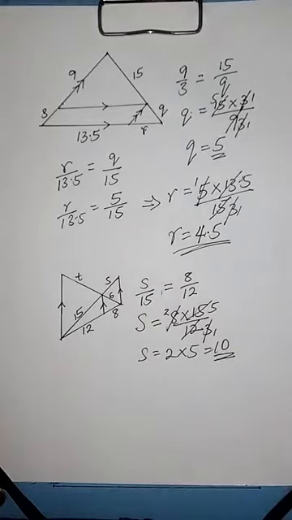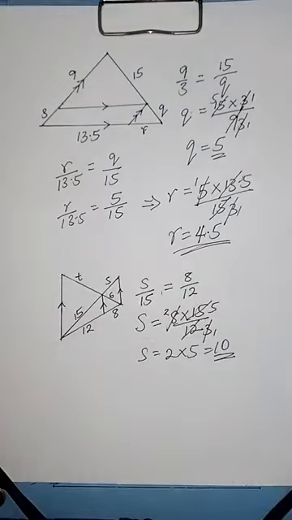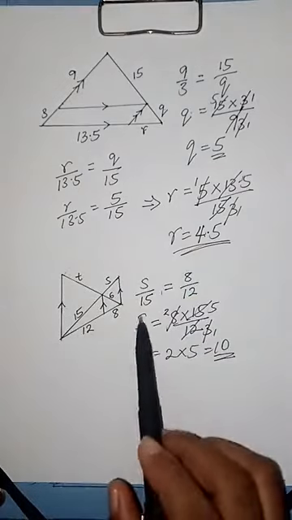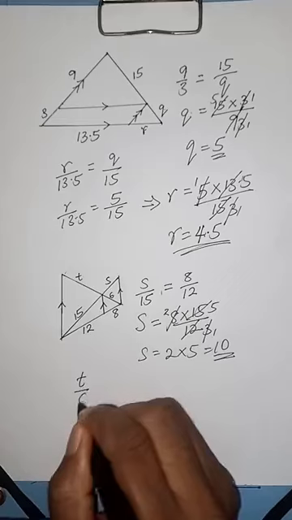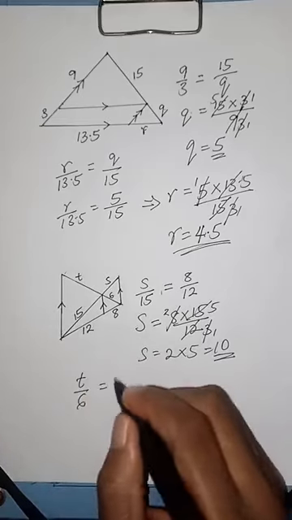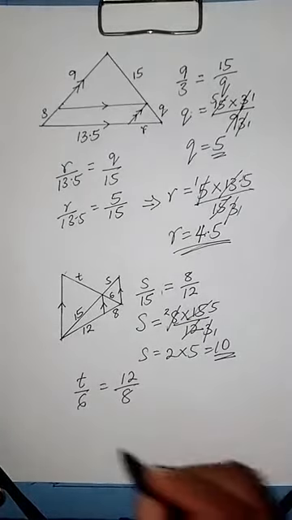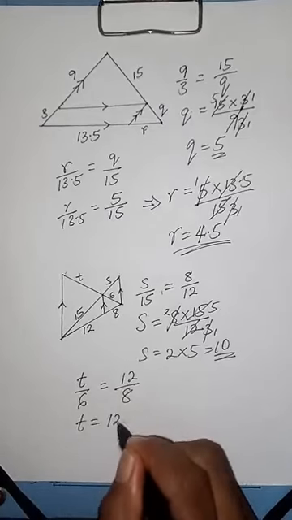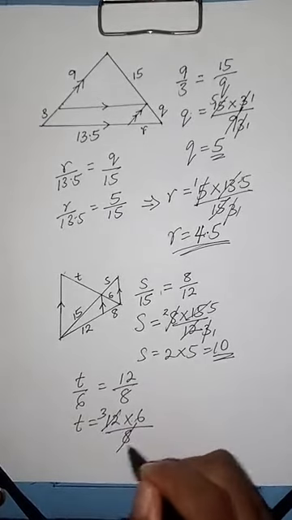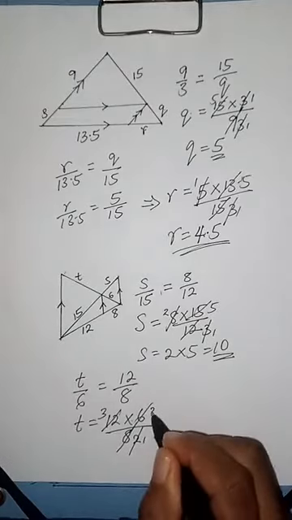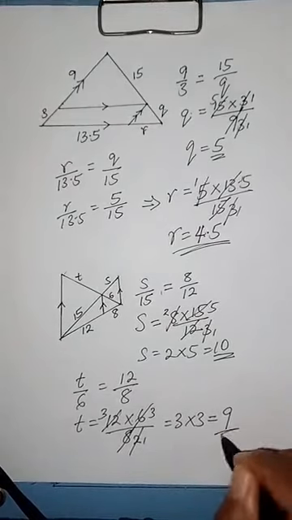Now let's get the value for T. Again, we have to consider this triangle. Very important. So how do you pick the values? Now if I'm picking T ratio 6, it means here I'm going to pick 12 before I pick the 8, ratio 8. Again, you cross multiply. 12 will multiply 6, divide 8. So 4 here, 3, 4 here, 2, 2 here, 1, 2 here, 3. And that gives you 3 multiply 3. The value for T is equal to 9.